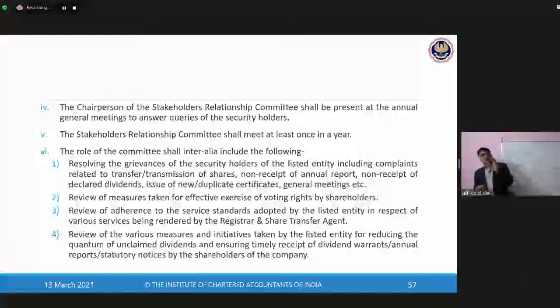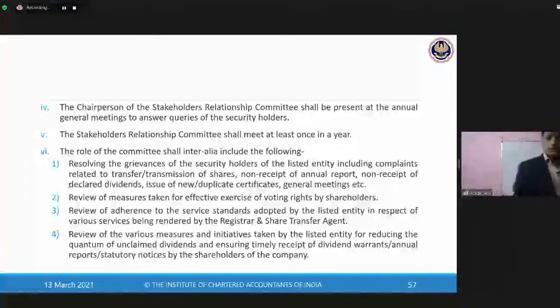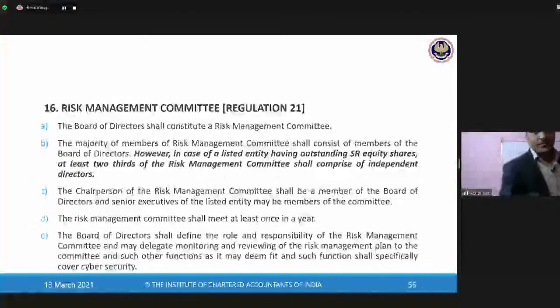So that's why a separate committee is required to be established so that all of these queries keep getting resolved in a timely manner. Otherwise, this may also have an impact on the reputation of the company. All of these stakeholders may get impacted, and those persons are very, very important for the listed companies.